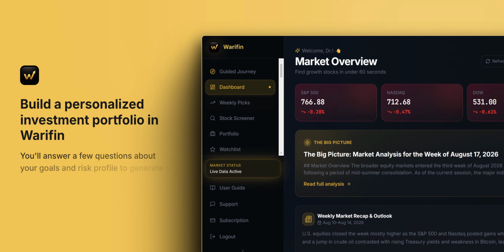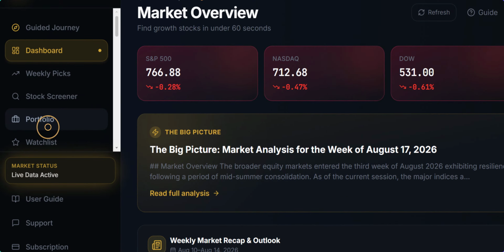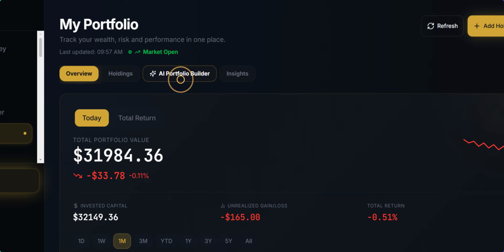See how to generate a tailored investment roadmap by answering a few key questions about your financial goals and risk tolerance. We begin in the main dashboard, navigating to the portfolio section where we can manage wealth and monitor performance. To design a personalized investment plan, let's open the AI Portfolio Builder tab.